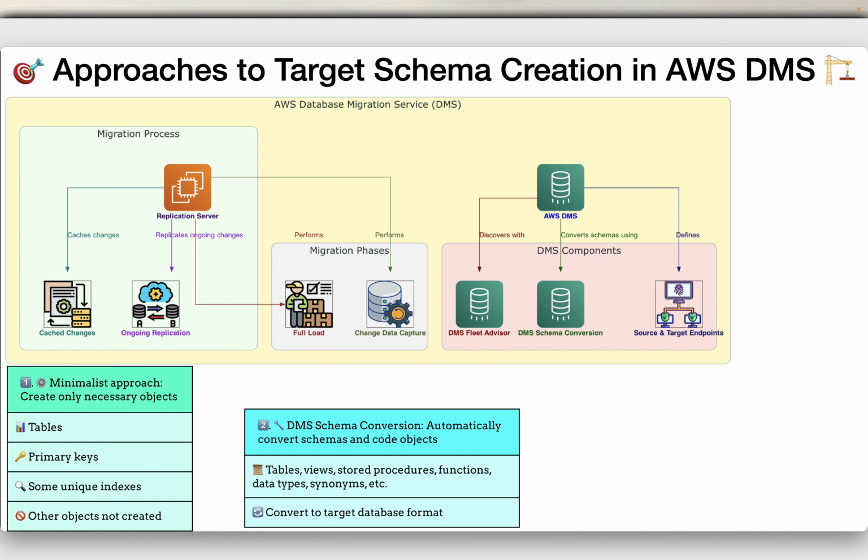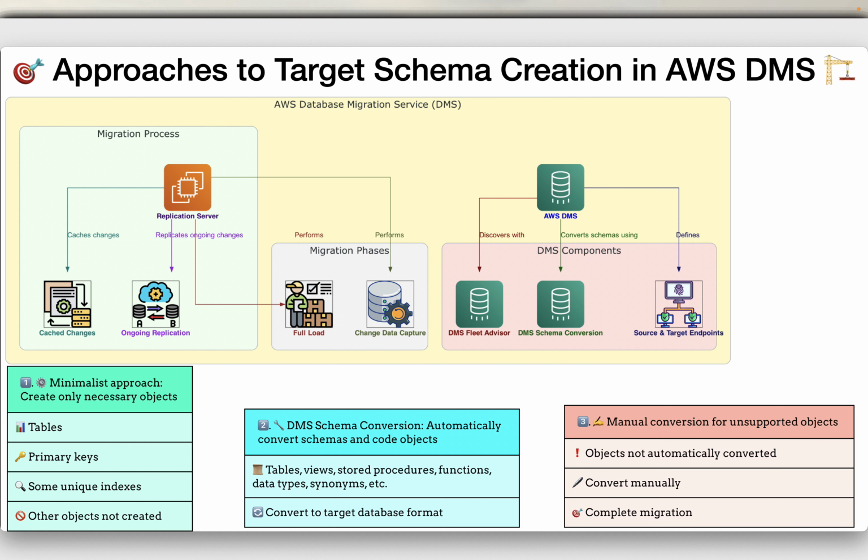The second approach is DMS schema conversion, which automatically converts schema and code objects. You can use DMS schema conversion within AWS DMS to automatically convert your source database schemas and most of the code objects, which are tables, views, stored procedures, functions, data types, synonyms, etc., to a format compatible with the target database. And the last one is manual conversion for unsupported objects. Any objects that DMS schema conversion cannot convert automatically are clearly marked, and you can convert these objects manually to complete the migration.